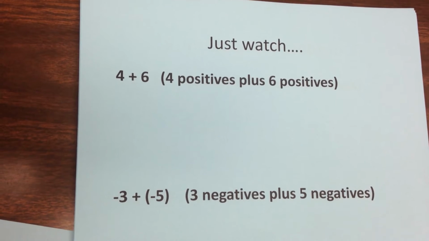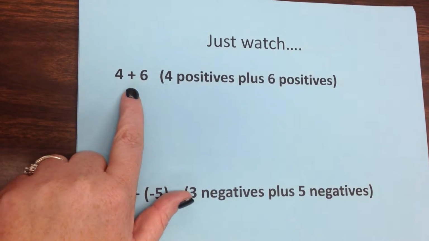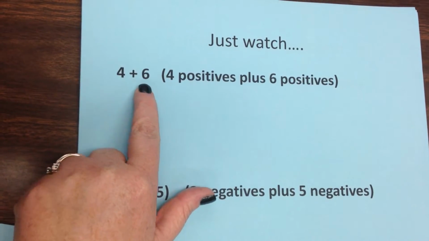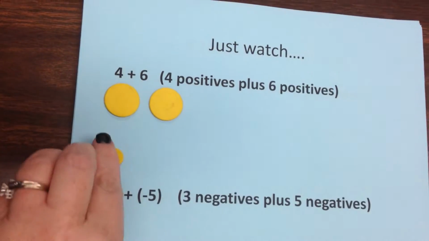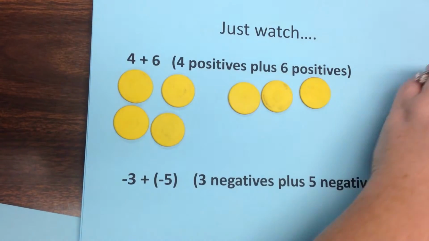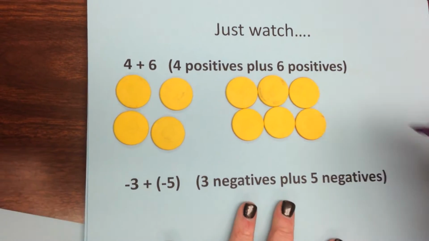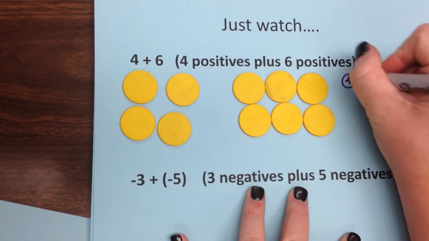Okay, so now just watch for a minute. Okay, so if I'm going to add 4 positives and 6 positives, that's what this means, positive 4 plus positive 6. We learned in class that the positives are yellow, so I'm going to have 4 positives, and I'm going to add 6 more positives just like it. And what do I have? It's 10 positives. But if you don't have these counters at home, you could just write it like this.